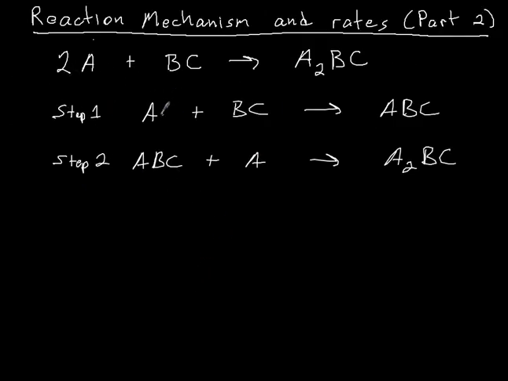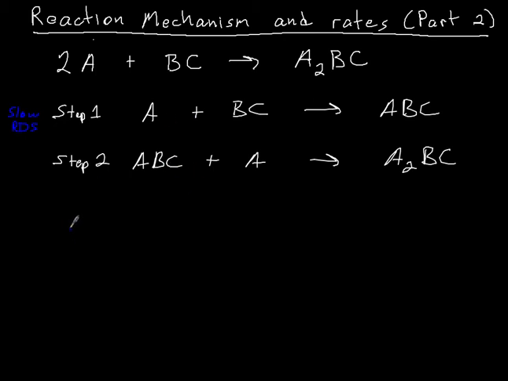All right, so let's go back to the first equation we looked at, and one of the particular mechanisms that we looked at. So this is the 2A plus BC making A2BC. And so here's our two-step mechanism. Now, there's lots of ways to ask questions about this. So let's look at it. Let's say that the first step is the slow step in the chemical reaction, that means it's the rate determining step. That means that the rate law or the rate expression is going to be based upon that equation.